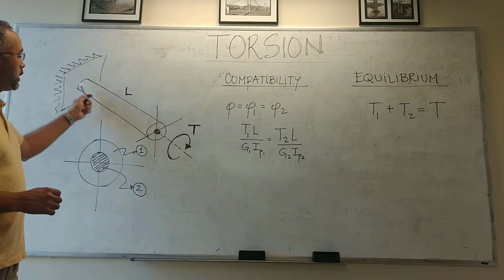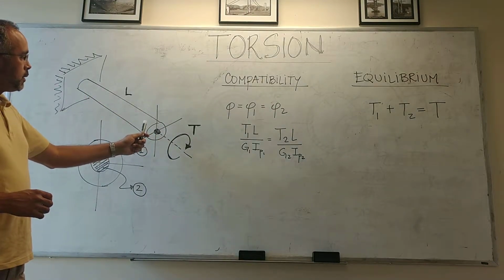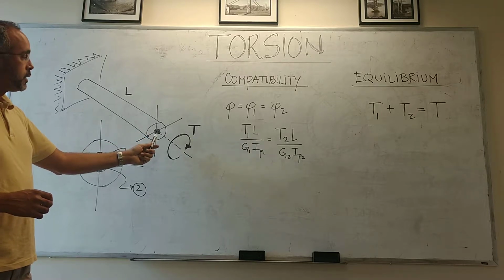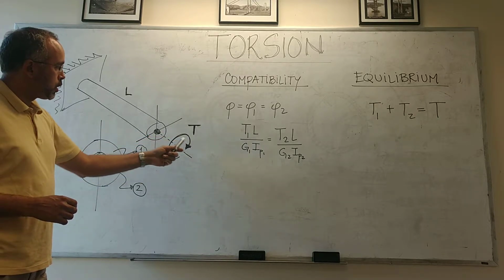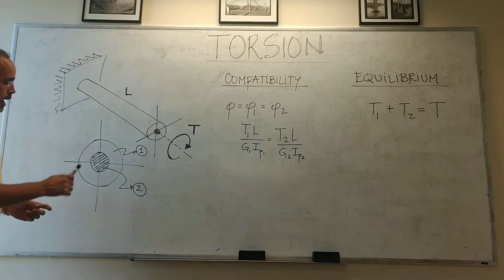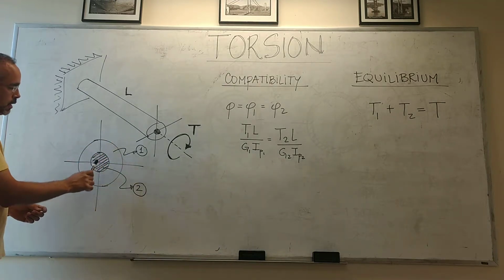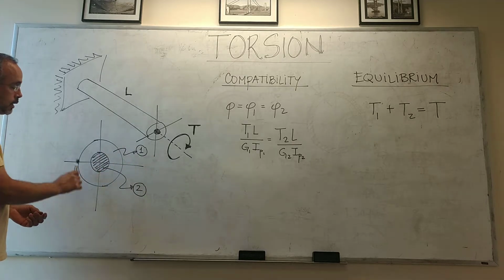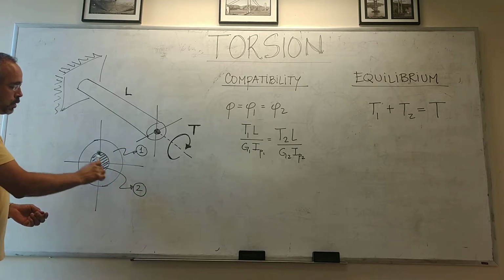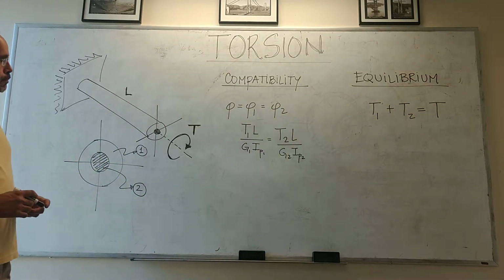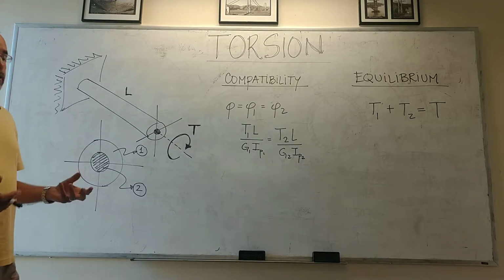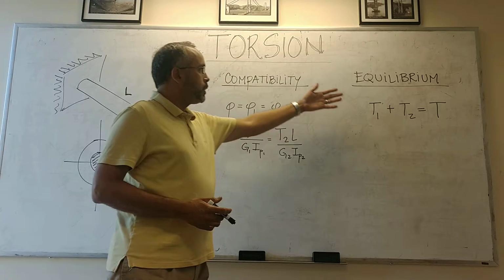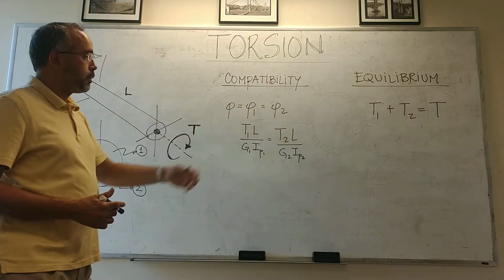In this session we're going to examine the behavior of a circular solid shaft subject to a torque at the tip. And this shaft is made of two materials: material 1 on the outside and material 2 at the core. To analyze this problem, we have to write the equilibrium equation and the compatibility equation.